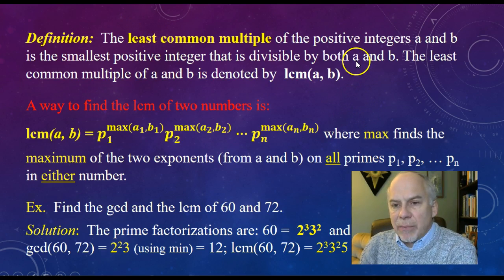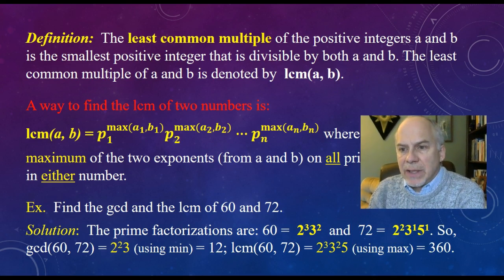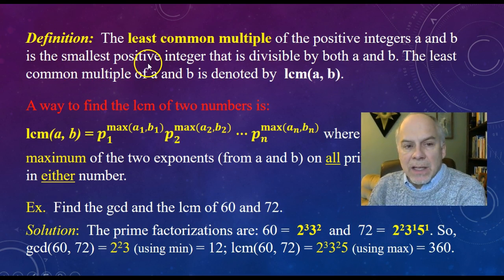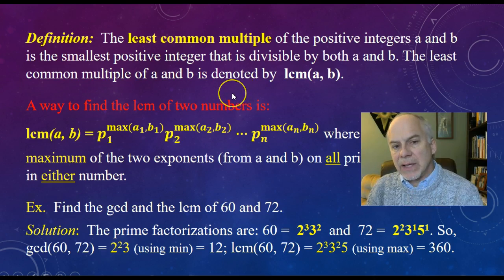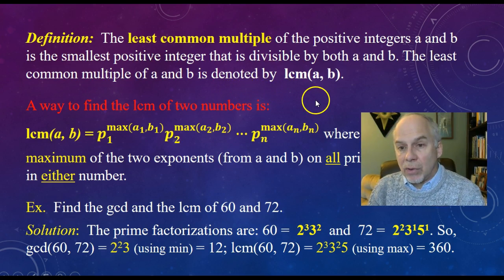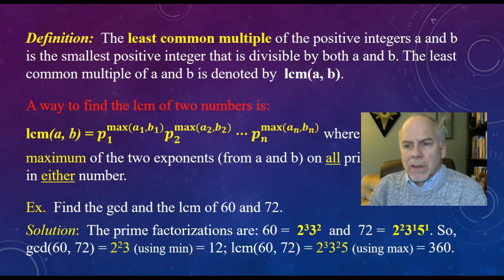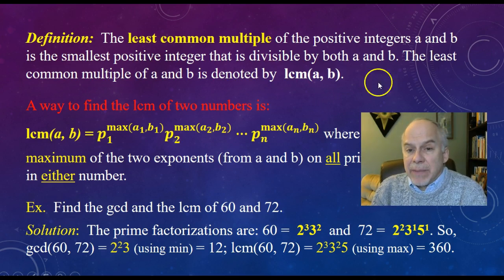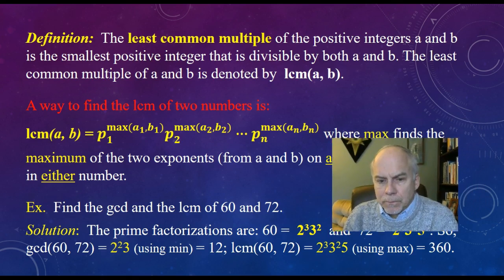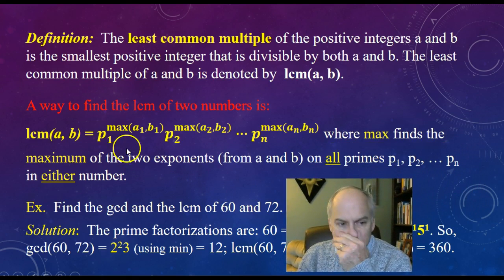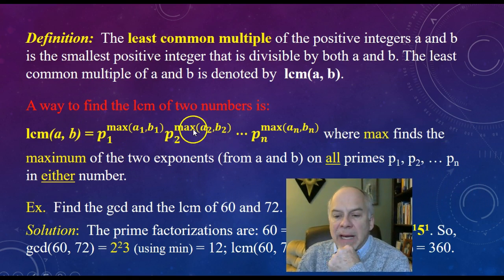So the least common multiple of the positive integers A and B is the smallest positive integer that is divisible by both A and B. The least common multiple of A and B is denoted as LCM(A, B). Okay, so this gives a way to find the least common multiple of two numbers.